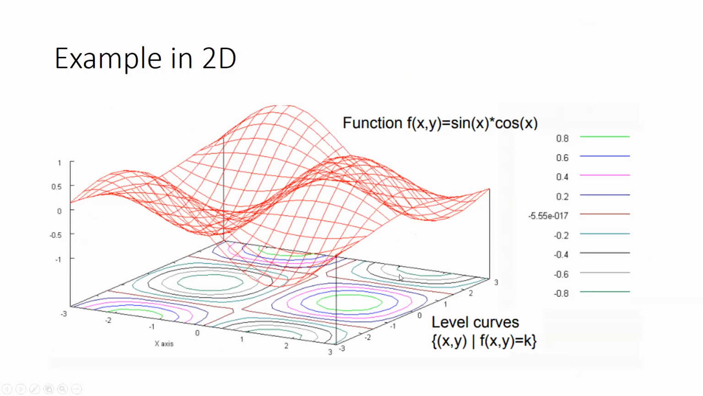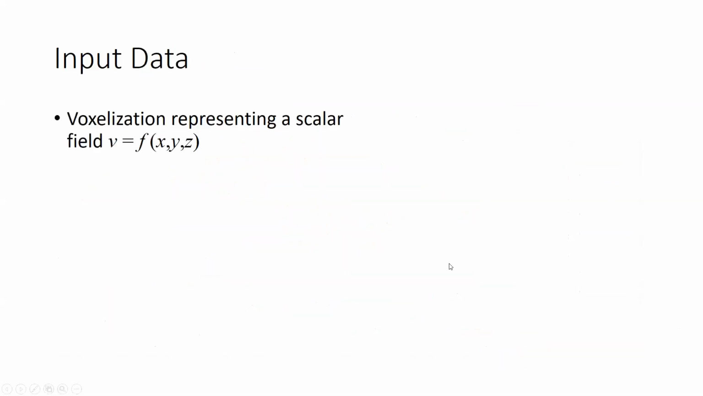An example in 2D is a function f(x,y) equal to something. For example, if f(x,y) is equal to sine cosine, then for certain values, you can see all these colorful things are where I set f(x,y) equal to a certain number k. For example, if I say f(x,y) is equal to 0.4, then this pinkish yellow line is that surface.